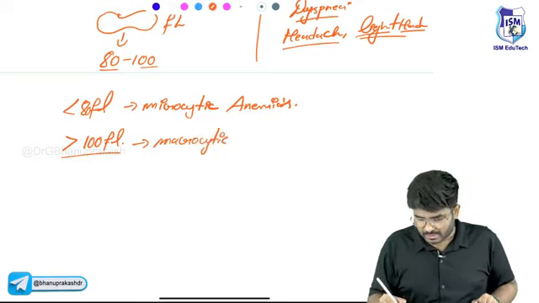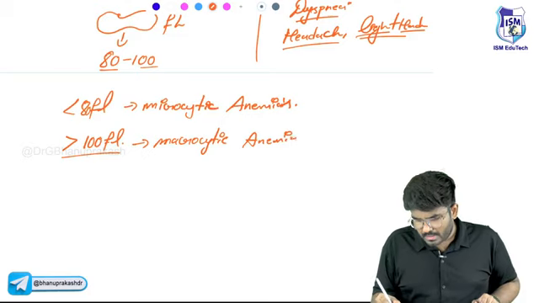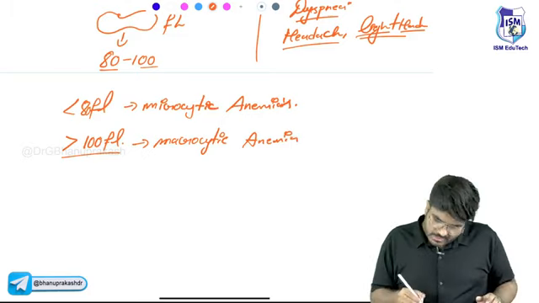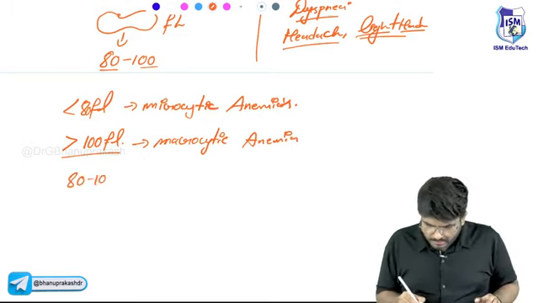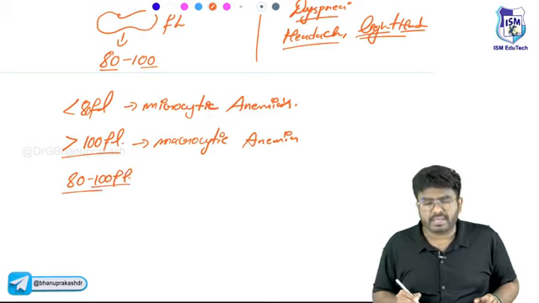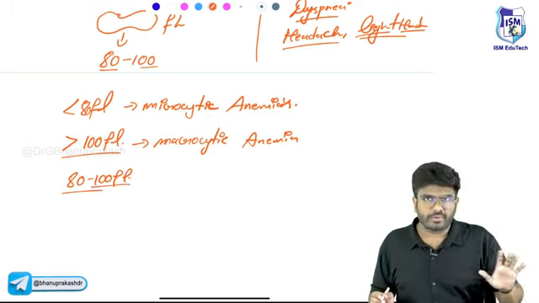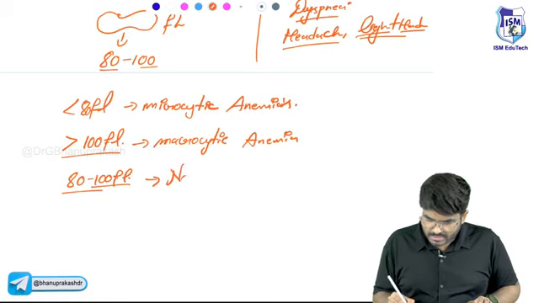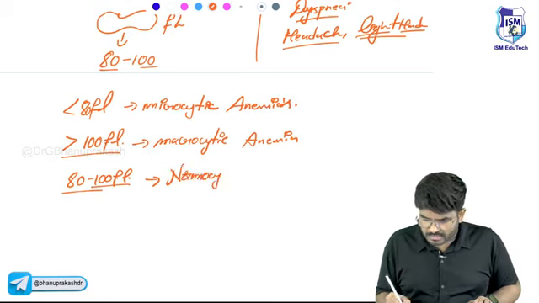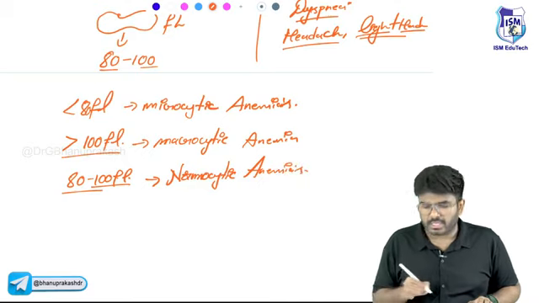Okay, macrocytic anemias. And there are anemias where the size is normal, 80 to 100 femtoliters. There are anemias where the size of the RBCs is in a quite normal range. Such kind of anemias are called normocytic anemias.